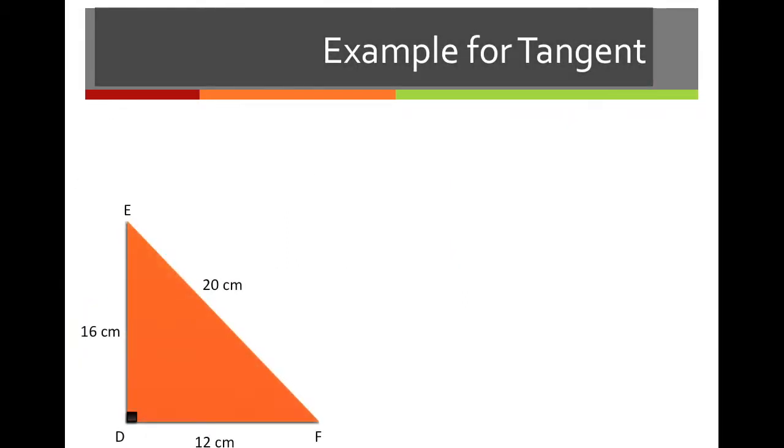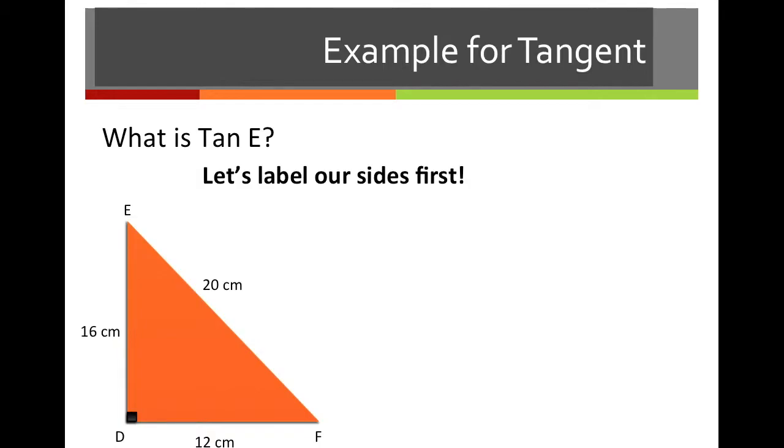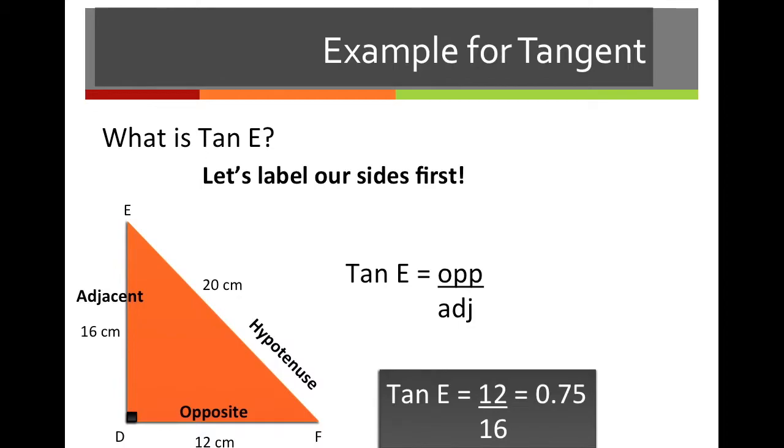Here's an example. Same triangle, but we're going to again label our sides according to E. And we're asking for the tan of E, which is TOA. So tan of E is equal to opposite over adjacent. We're just going to plug in what we know. So tan of E is equal to 12, because that's the opposite side, over 16, which is the adjacent side. And that tells us that the tan of E is equal to 0.75.